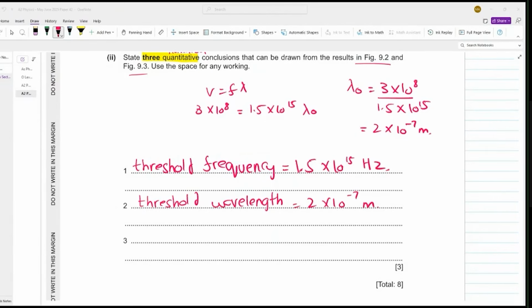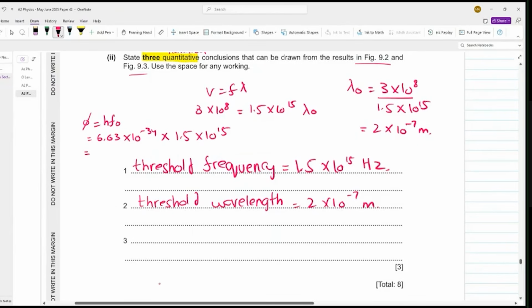What else can we conclude here? Moreover, you can also tell about the work function. Work function is equal to what? h f naught. What is h? 6.63 into 10 raised to the power of minus 34. What is f naught? Threshold frequency, 1.5 into 10 raised to the power of 15. Can you calculate the work function? Work function equals 9.9 into 10 raised to the power of minus 19 joules.